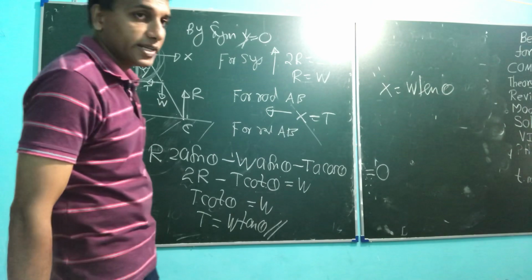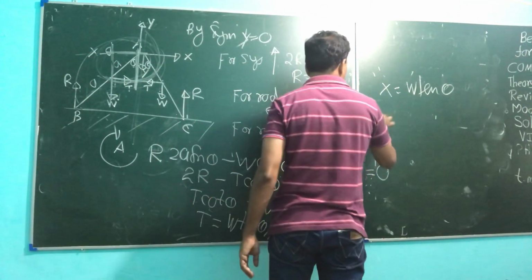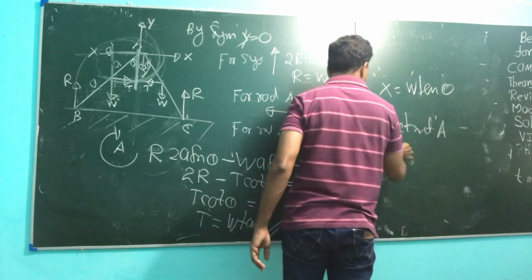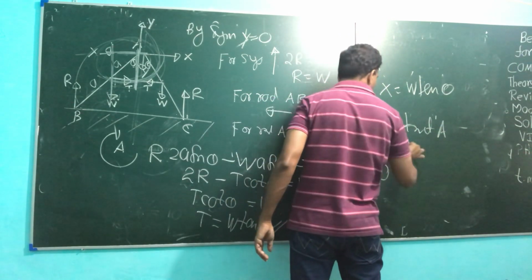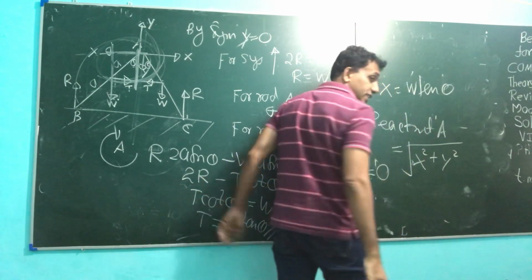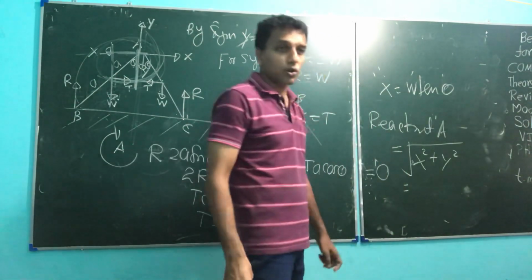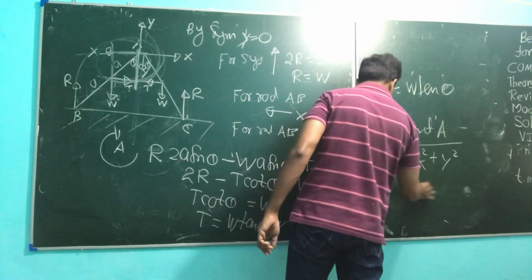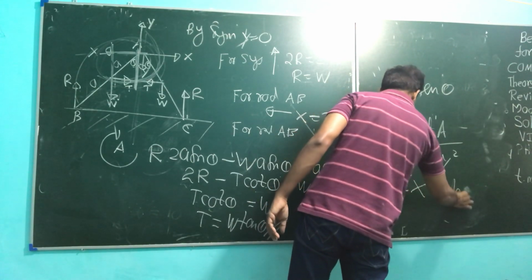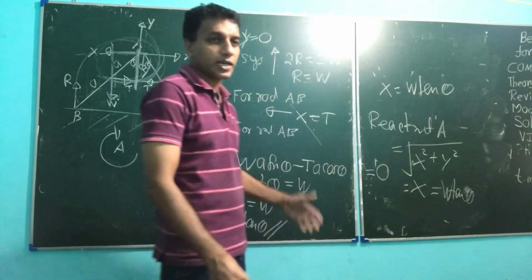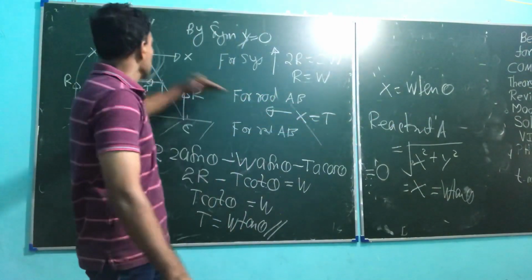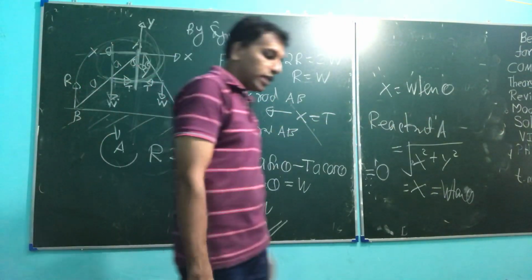Then give the reaction at A. What is the reaction at A? Square root of X square plus Y square. You know Y is 0, therefore that is X. The answer is W tan theta. But the direction is horizontal, because the X direction is horizontal.